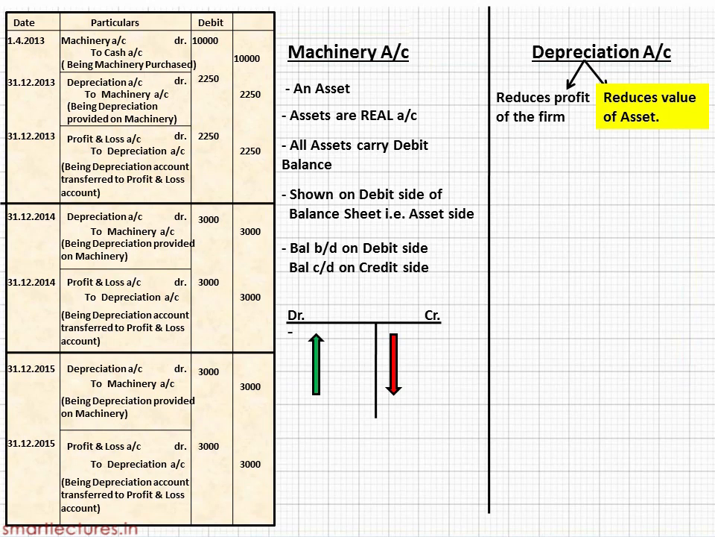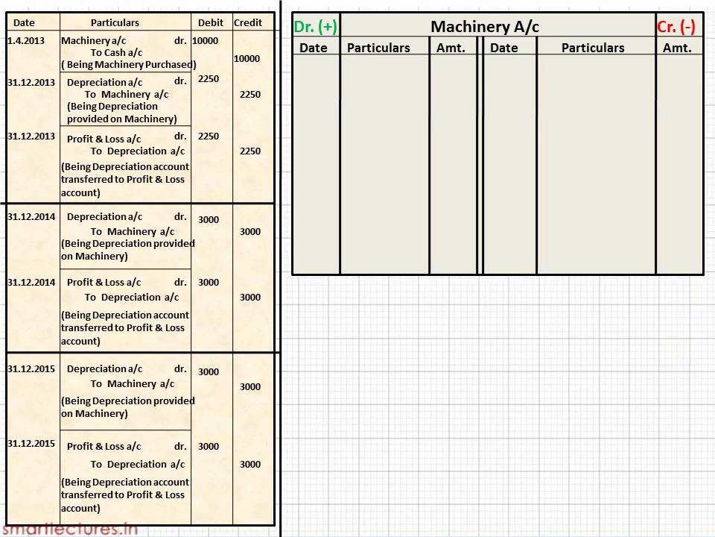So I am going to prepare the machinery account. Plus items on the debit side, minus items on the credit side. First of all, the journal entry on 1st April 2013 was machinery account debit to cash account. It means machinery account has been debited by rupees 10,000 on 1st April. So it has been debited in the journal entry, means it will be posted on the debit side of machinery account. So on the debit side, on 1st April 2013, to cash 10,000.